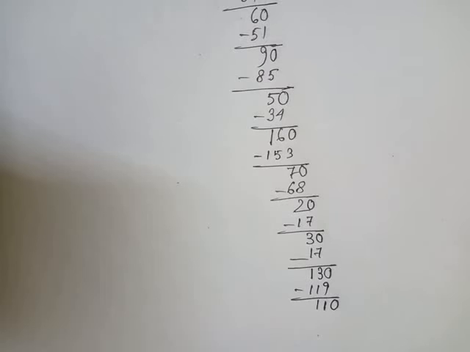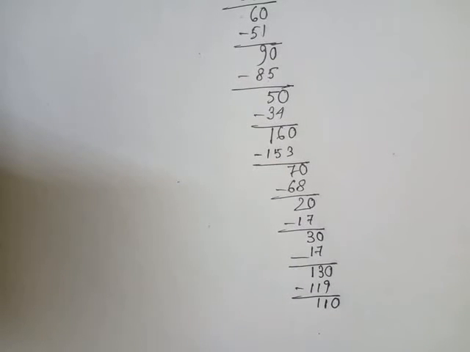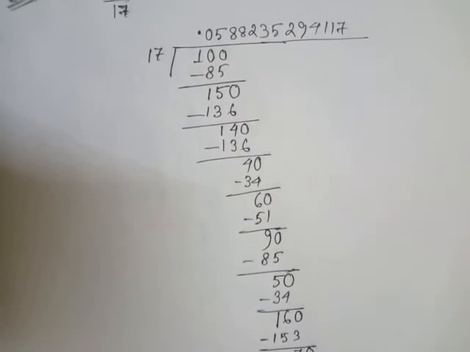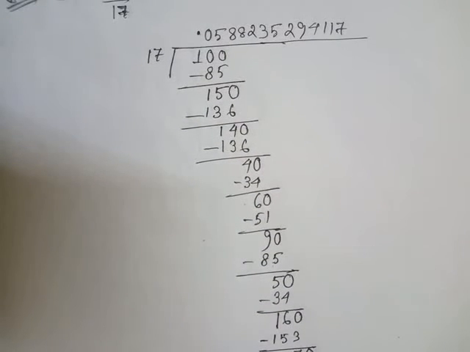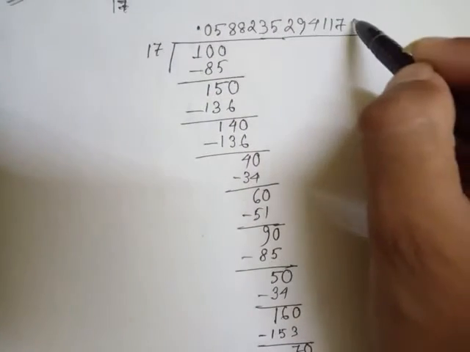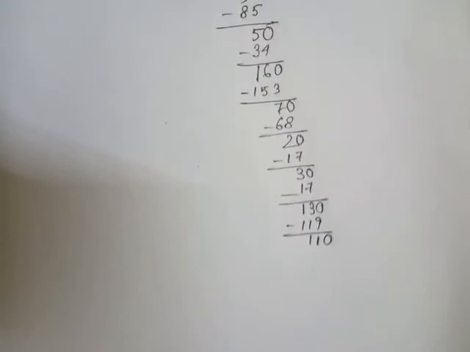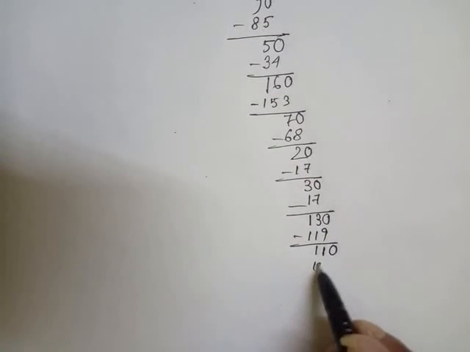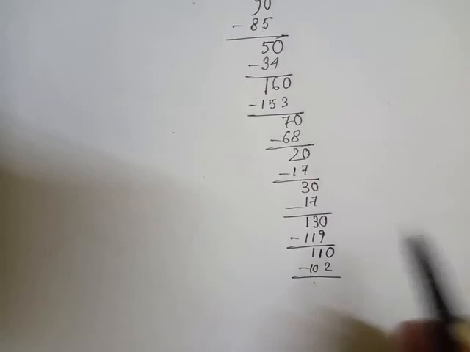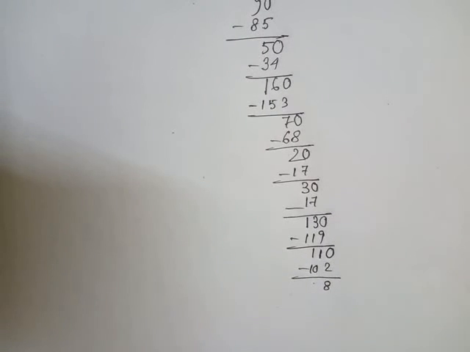Now next would be 17 into 6, because 17 into 7 is 119, bigger than 110. So there could be 17 into 6. Now 17 into 6, if I write here, then definitely I will write here 102. Now if it is right, 102, then 10 minus 2 is 8. Now since there is a decimal point, it will be 0 here again.